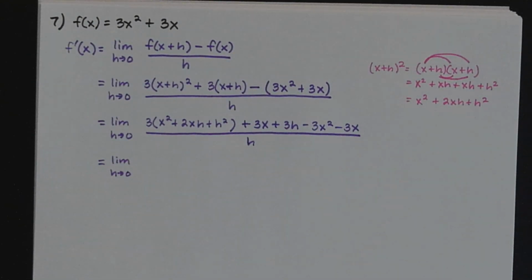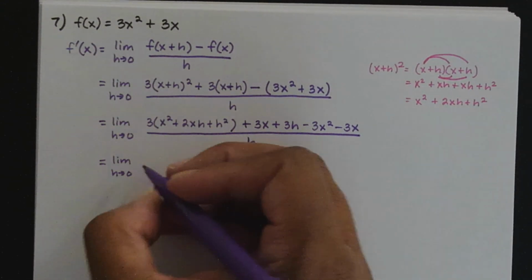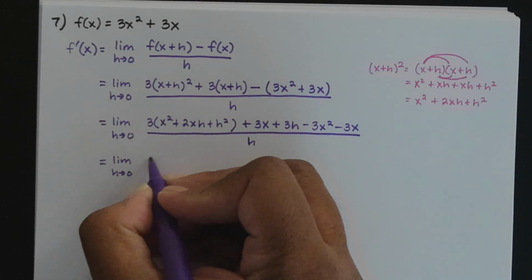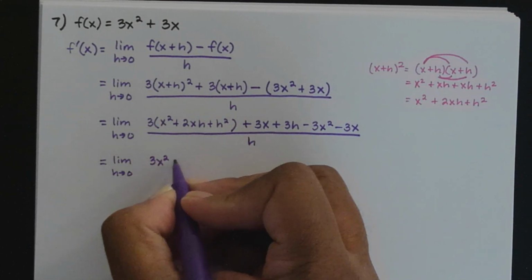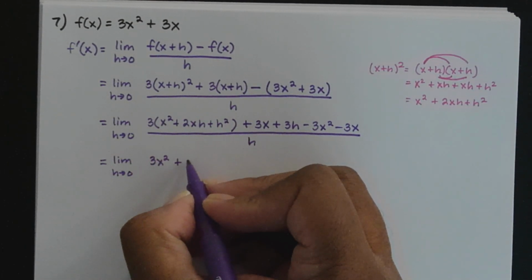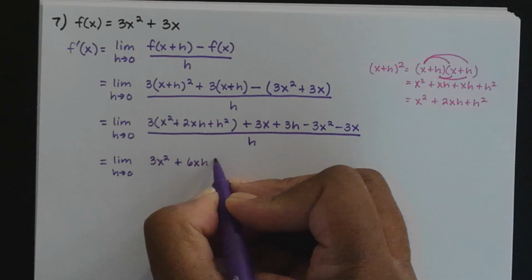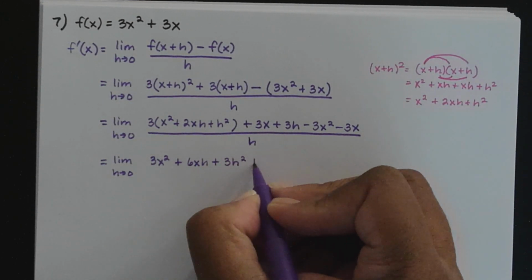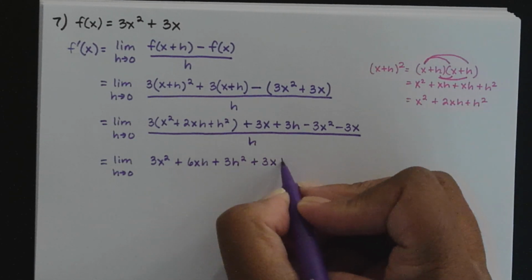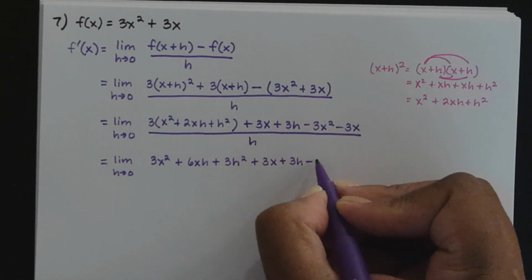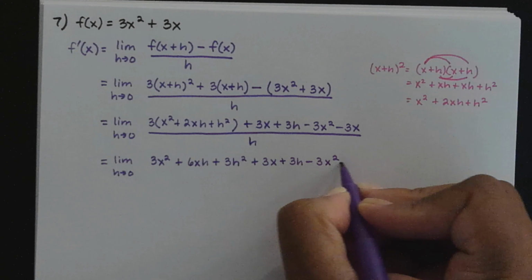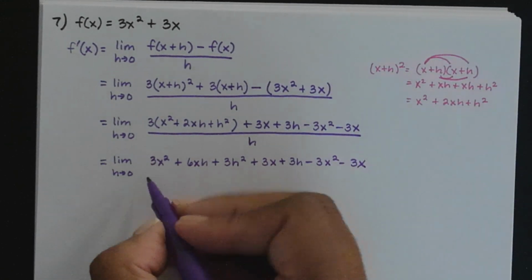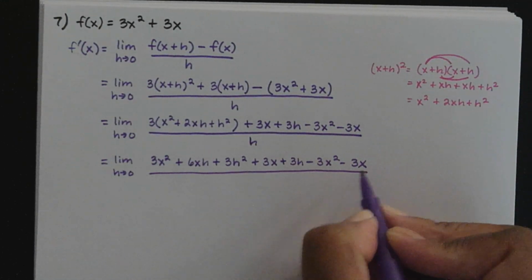And now the limit as h approaches 0. Let's see if I can distribute that 3 over the x squared plus 2xh plus h squared. 3 times x squared would be 3x squared, plus 3 times 2xh would be 6xh, plus 3 times h squared would be 3h squared. And everything else I'm just going to bring down. All this would be divided by h.